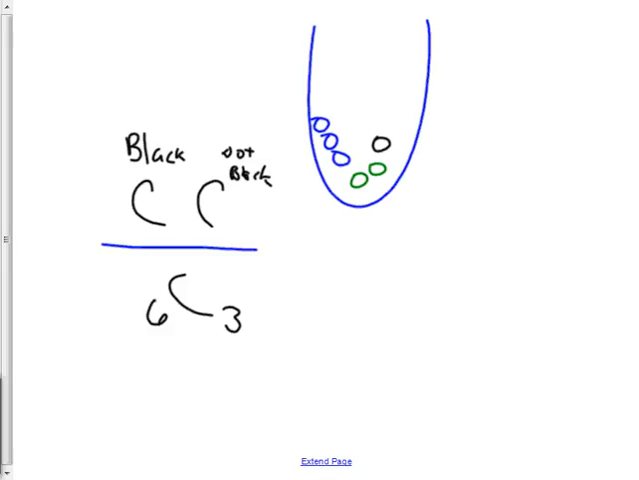How many black ones are there? 1. How many not black ones are there? Wait a minute, one thing at a time. How many of the black ones do we want? 1. Times, how many not black ones are there? And how many not black ones do we want? Not 4. 2. Because this plus this has to add up to this, and that plus that has to add up to that. And it looks like it adds up, so I think it's right. Any questions about that one?